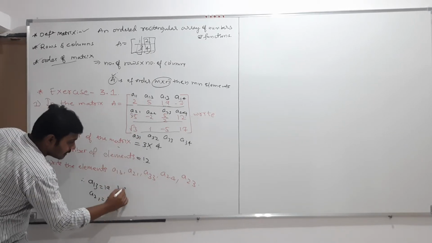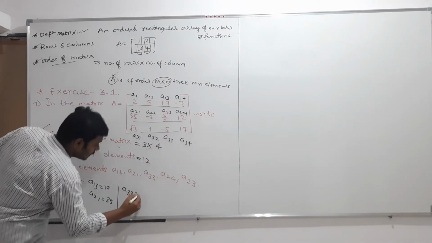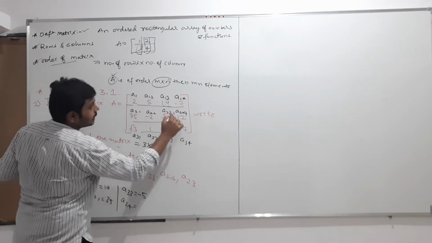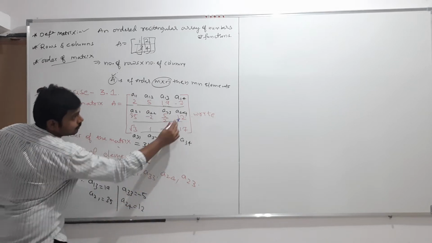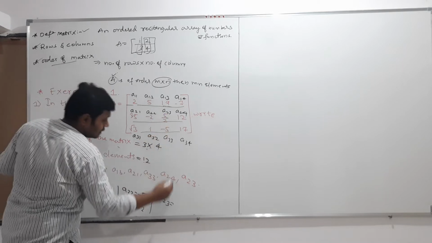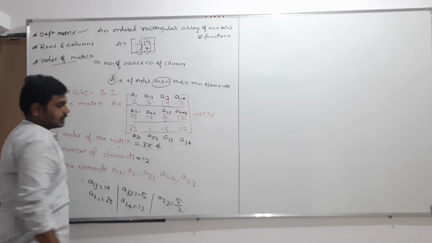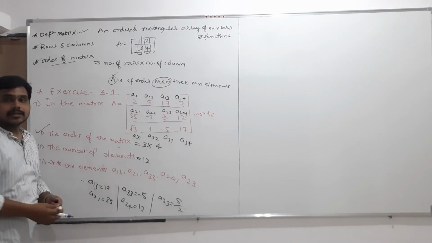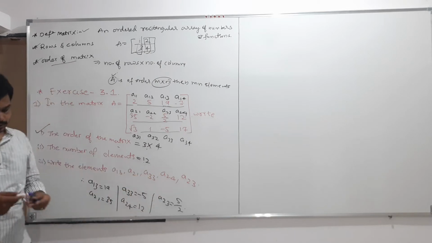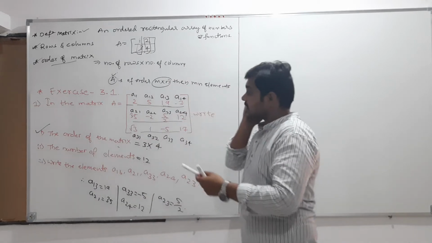And next they asked A33. A33 means third row third column, that is -5. And next here is A24. A24 means second row fourth column, that is 12. And next A23. A23 is 5 by 2. Like this we should write. They asked us to write the elements in place of A13, A21, A33, A24 and A23, so the answer will be written like this. So this is the first question we discussed.